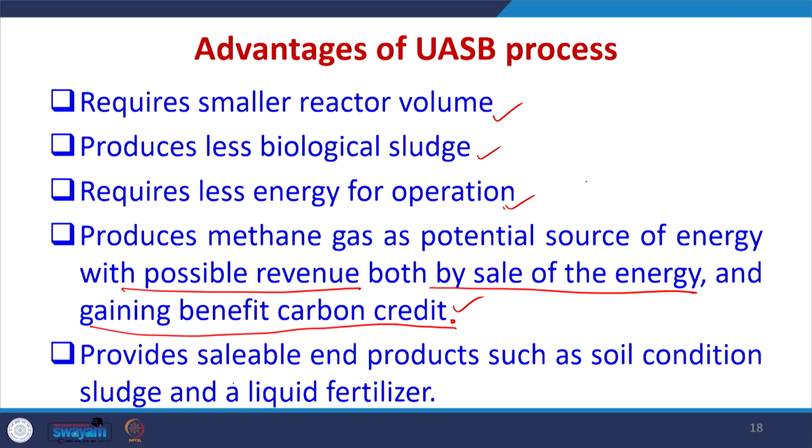This anaerobic treatment system or UASB process provides useful end products such as soil conditioning sludge, okay, and a liquid fertilizer. Also, in some industries like the sugar industry, after treatment the water can be used as fertilizer, and also for irrigation in different types of crops. Also the sludge which is generated can be used as a soil amendment material, so that the carbon content is retained in the soil. So, these are the major benefits of UASB processes, the products.